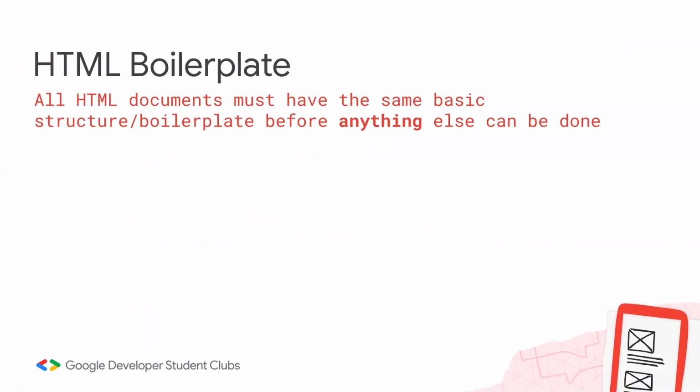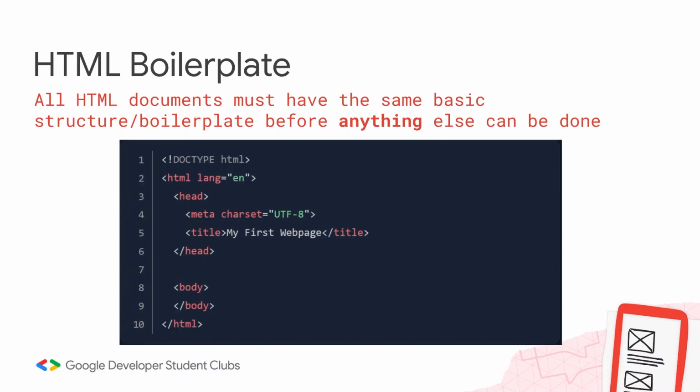Okay, HTML boilerplate. Before you add anything to your website, you need a boilerplate, which is basically the structure that every HTML document you ever encounter has. You should know that you need it for your website. The doctype HTML declares that it's an HTML5 document. The html tag is the root element, so all your other elements go inside the html tag, and lang declares the English language.